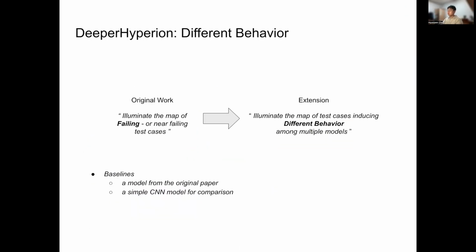As the second extension, we worked on a multimodal DeepHyperion. The original work aimed at illuminating the map of failing or near-failing test cases. Then we thought that it would also be feasible to illuminate a map of test cases inducing different behavior among multiple models. And we adopted baseline models, one from the original paper, and trained a simple CNN-based classifier.